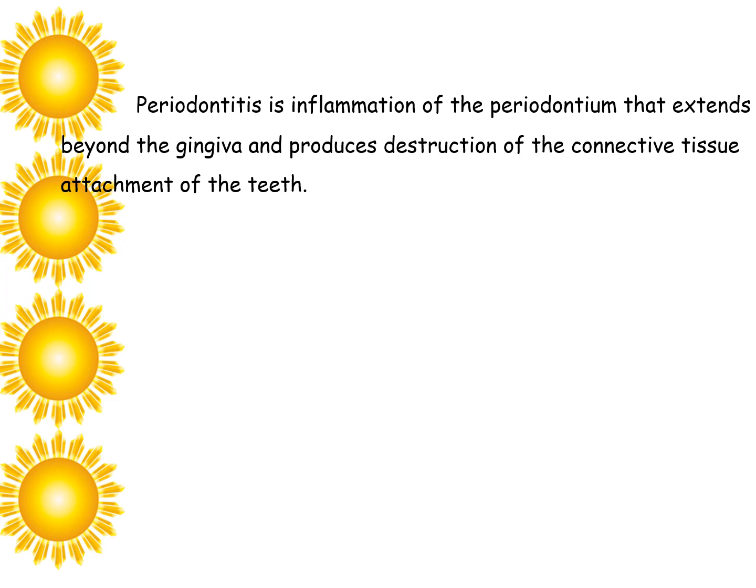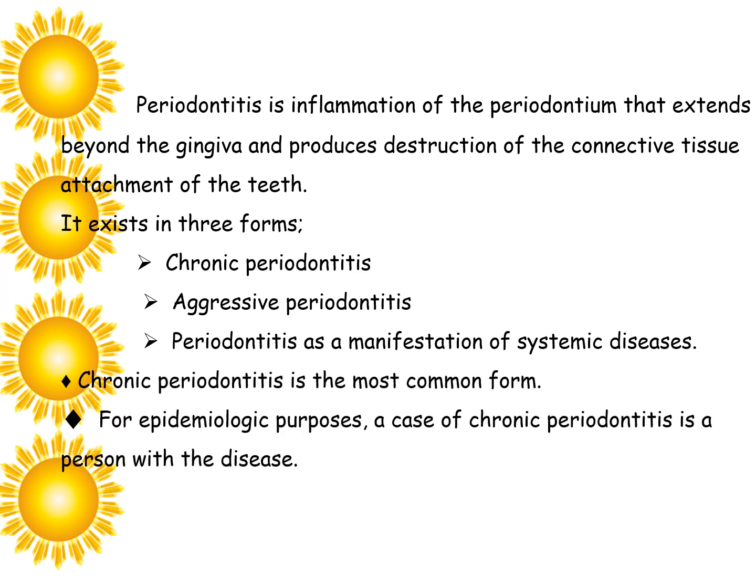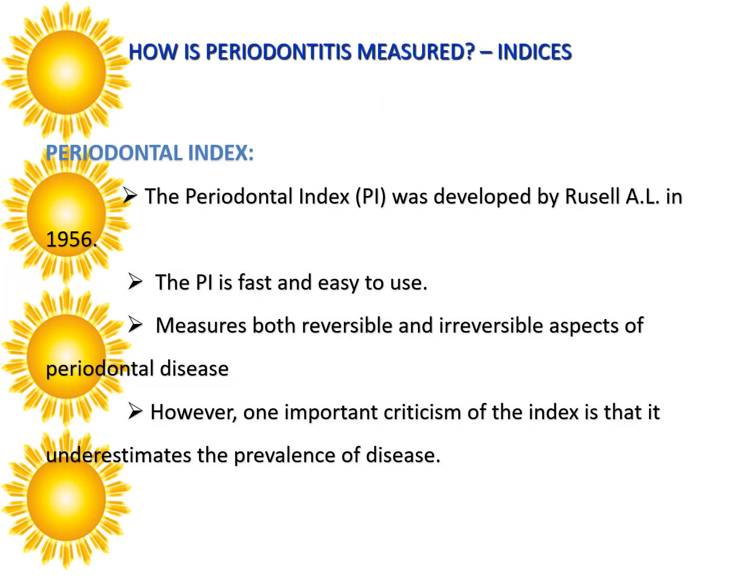What is periodontitis? Periodontitis is nothing but inflammation of the periodontium that extends beyond the gingiva and produces destruction of the connective tissue attachment of the teeth. It exists in three forms, that is chronic periodontitis, aggressive periodontitis, and periodontitis as a manifestation of systemic diseases. But now aggressive periodontitis is not taken into account. Chronic periodontitis is the most common.